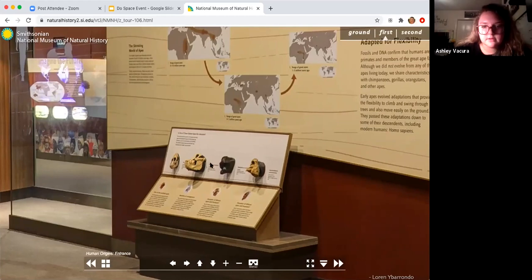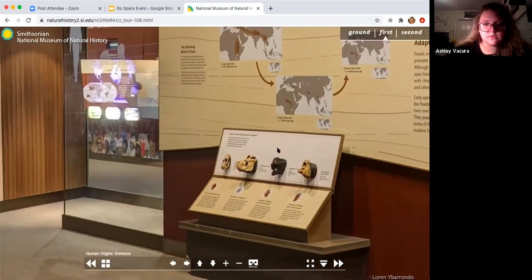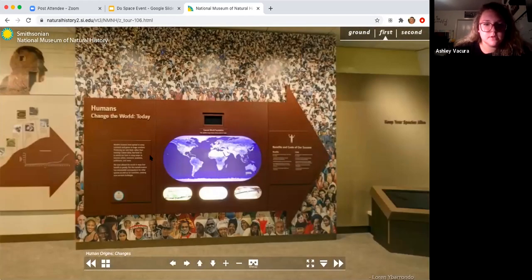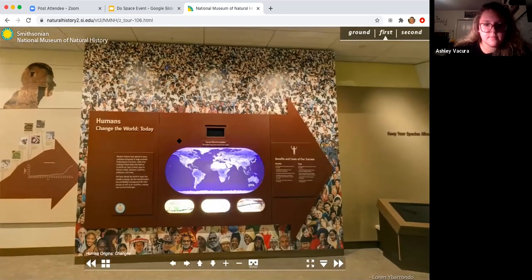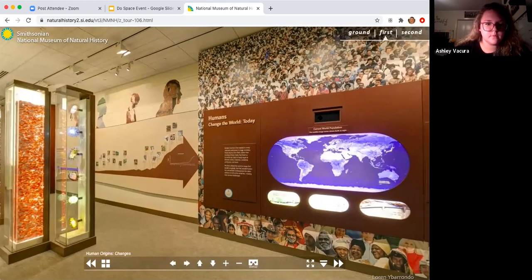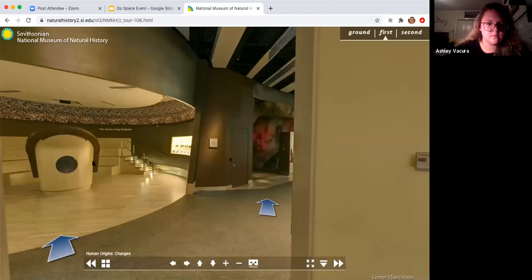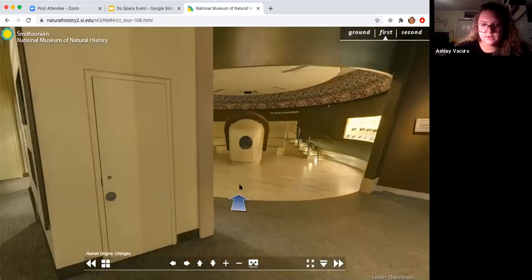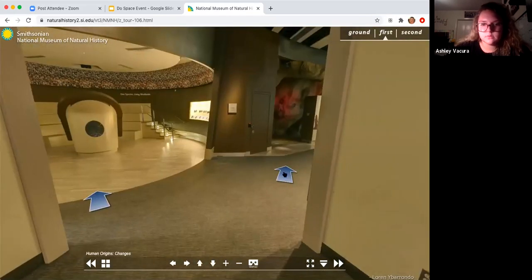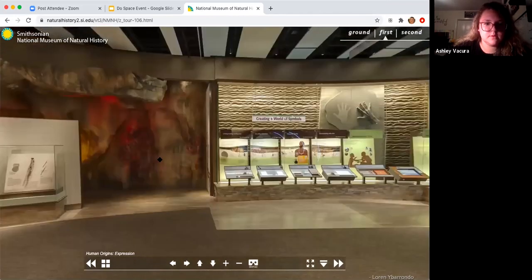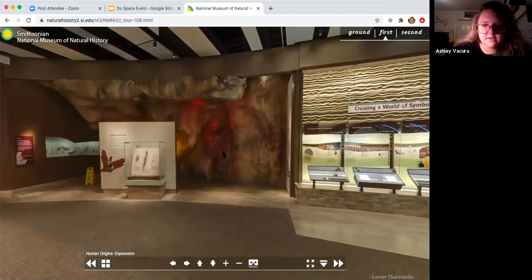And again, here's some more fossils, it looks like, of heads or skulls. And click this arrow, changes, how humans have changed the world. This one doesn't really have much. Yeah, it looks like a cave here.